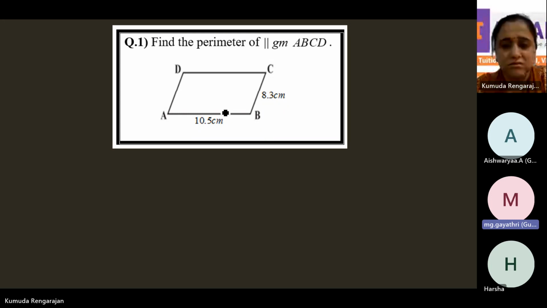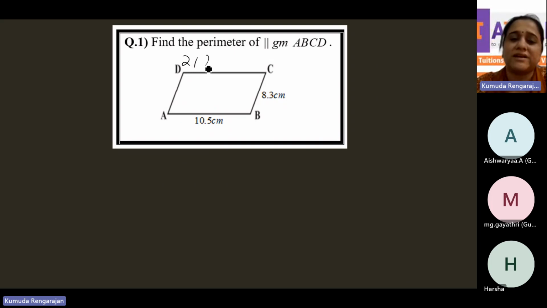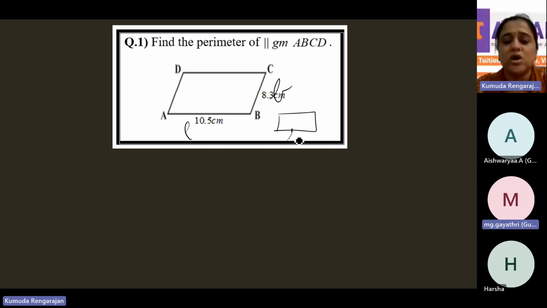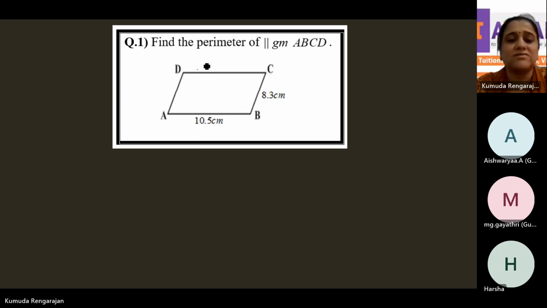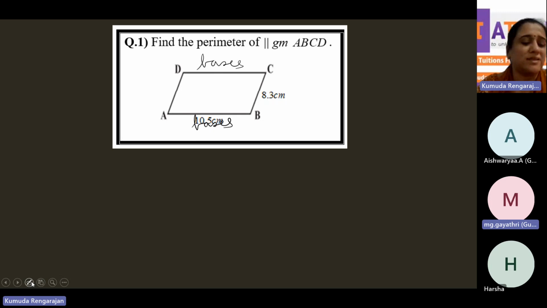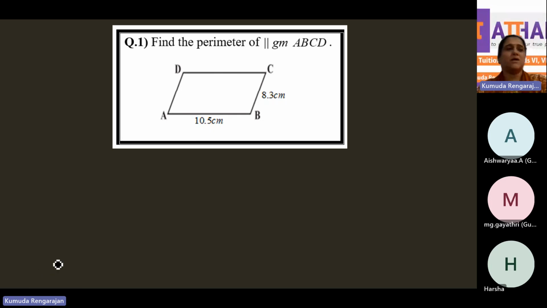Ma'am, is it like 2 into L plus B? Yeah, 2 into L plus B will work here, but that is normally used for a rectangle. But in a parallelogram, we don't refer to anything as length and breadth. It's only in a rectangle that you call this the length and this the breadth. Here, these are the bases. The sides are called the bases in a parallelogram. So length and breadth is not applicable to a parallelogram, but you will get the same answer.